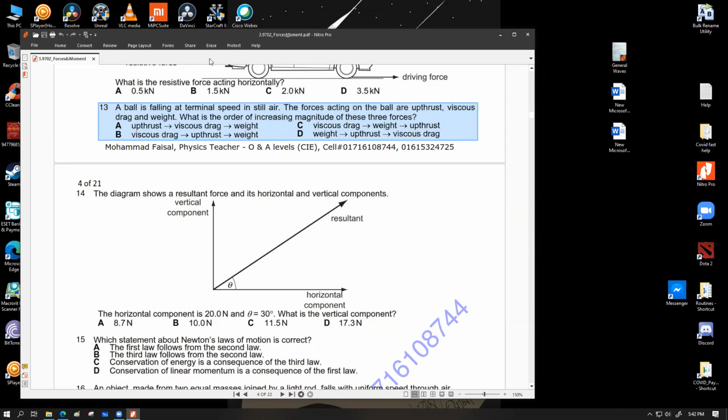Upthrust is the upward force that the fluid exerts on the body that is created because of the pressure difference at the top level and the bottom level of the fluid.